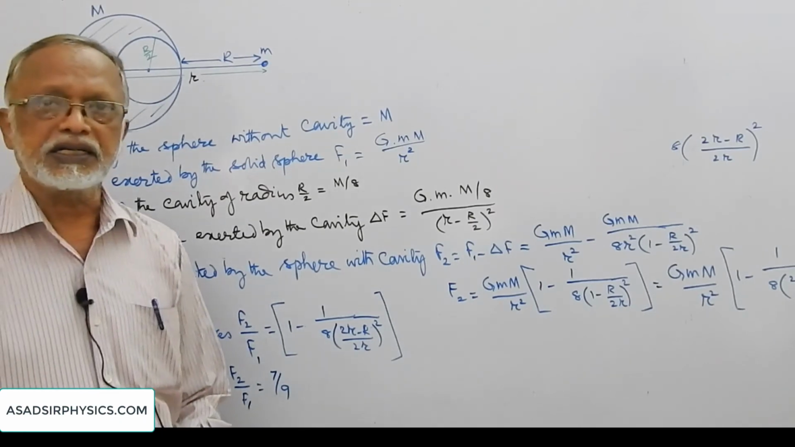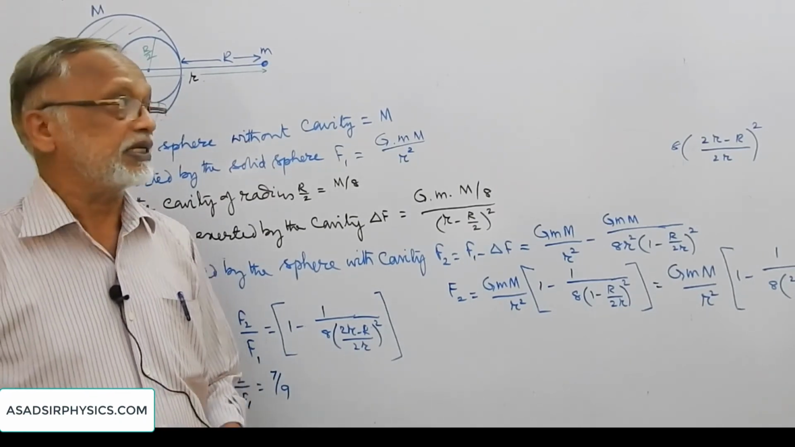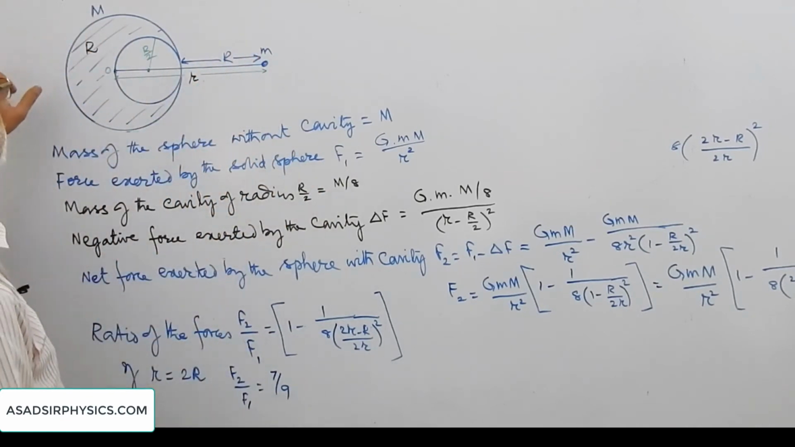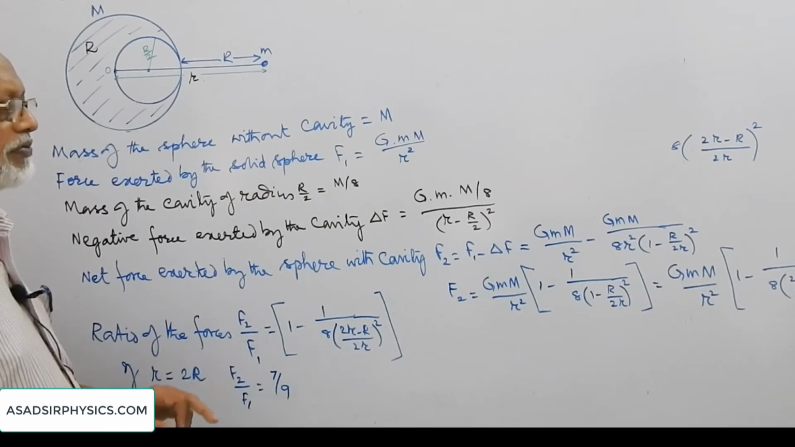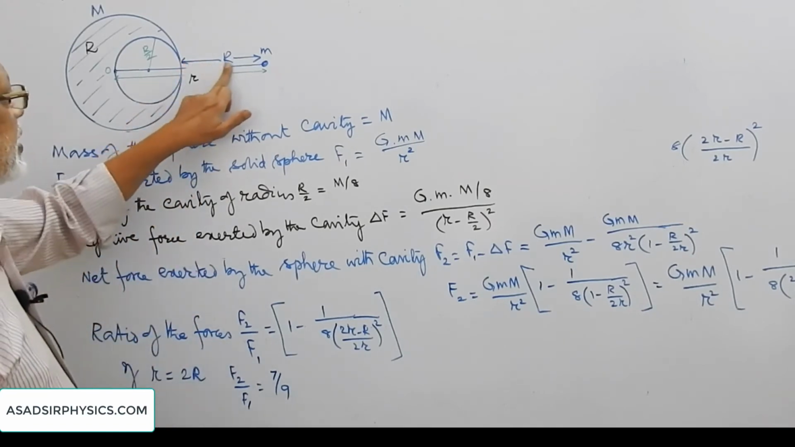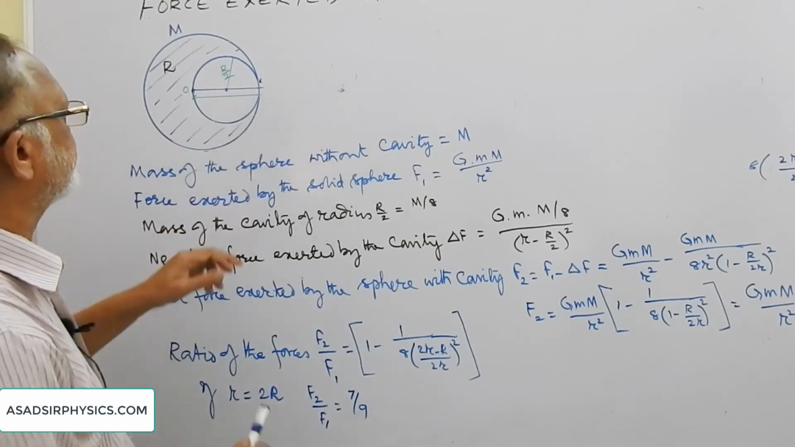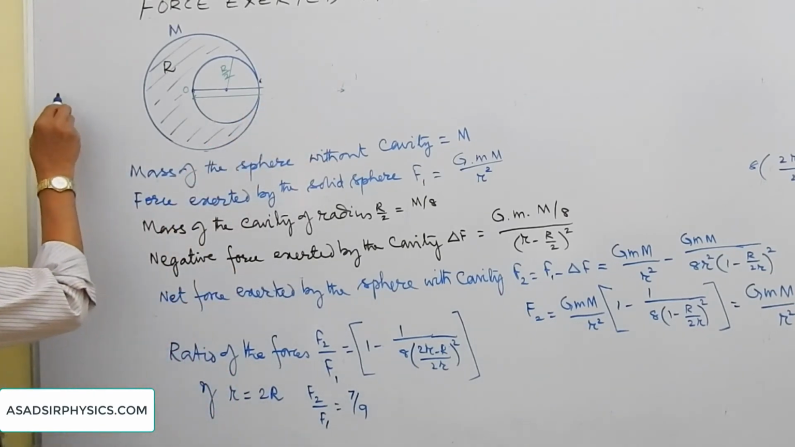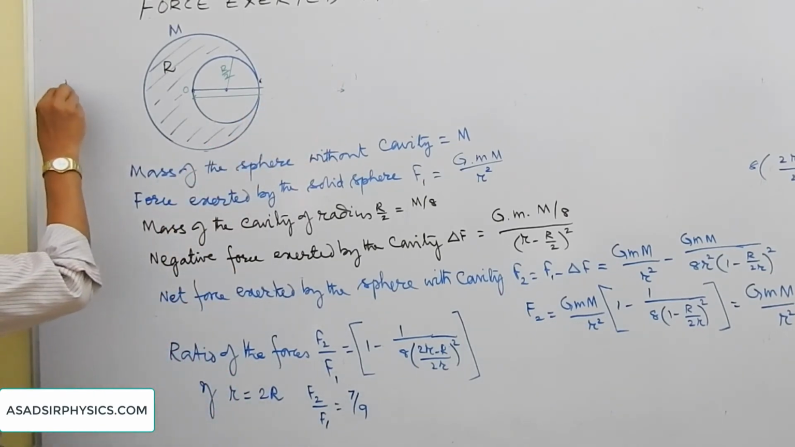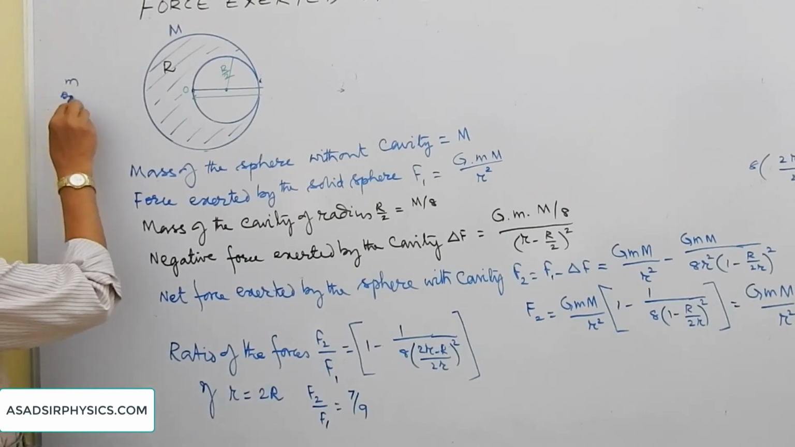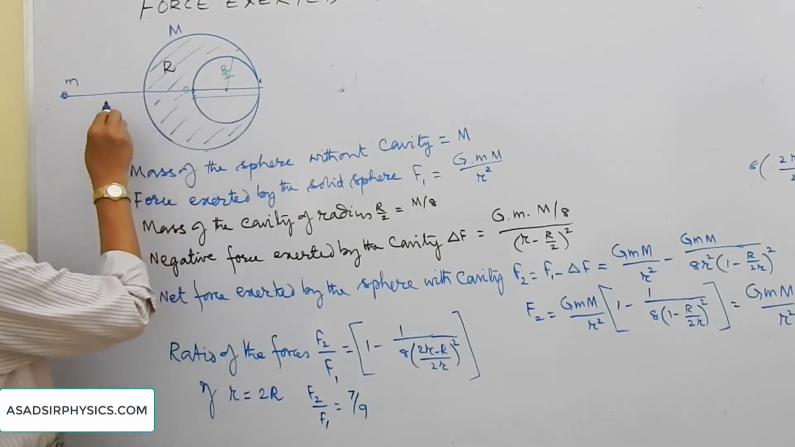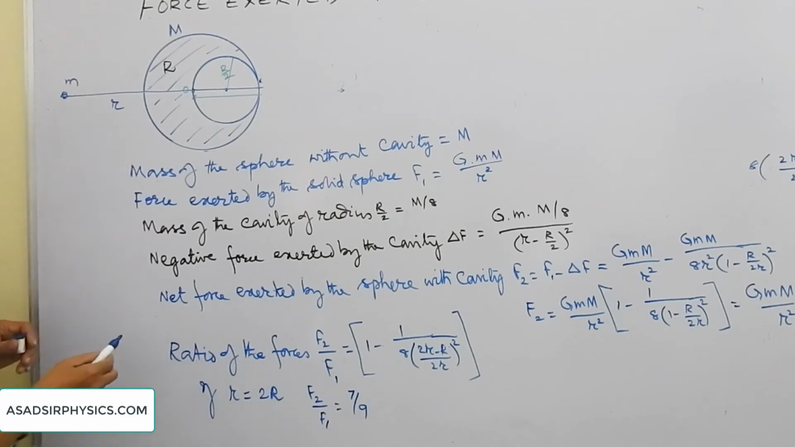I hope the answer is clear. After this, we'll consider this point mass on this side and see what will be the force and what will be the ratio of the forces. Now let us take this point mass on this side at a distance r from the center.